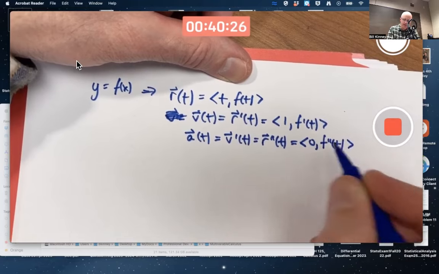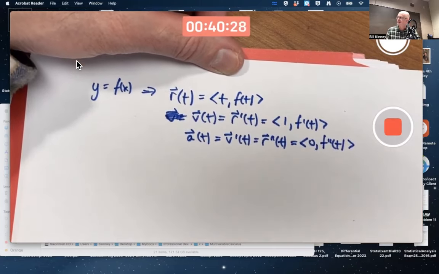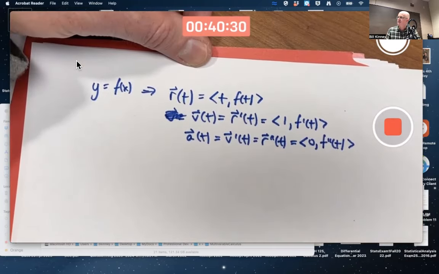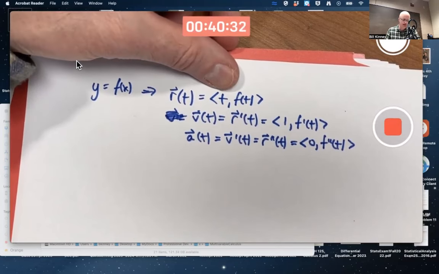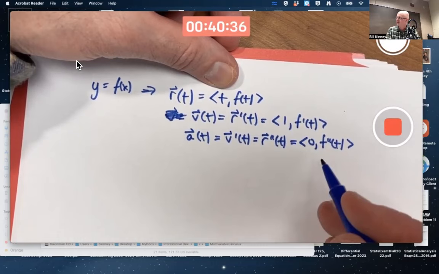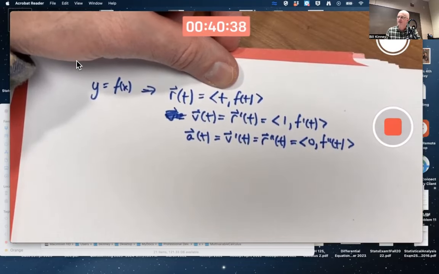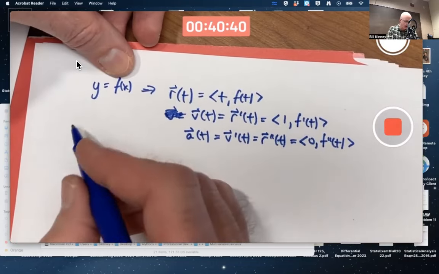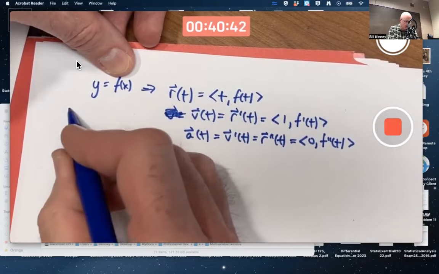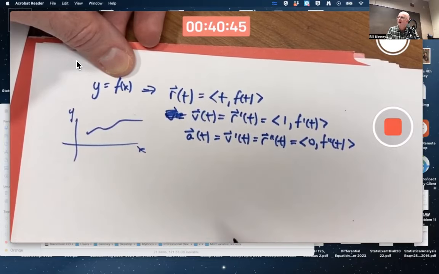For other kinds of examples, it won't work out like this, right? This is a special kind of example where the first component here is just a t, making its derivative 1 and its second derivative 0. That doesn't always happen. We're talking about parametrizing the graph of a function here, an ordinary function as a parametric curve. Very special kind of problem.